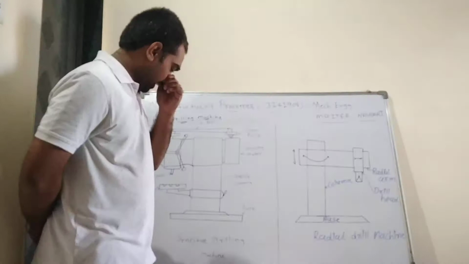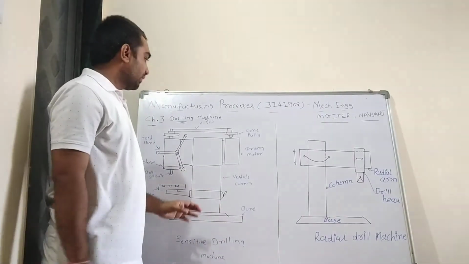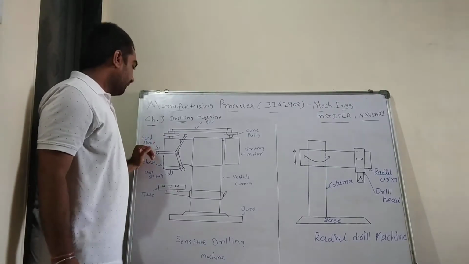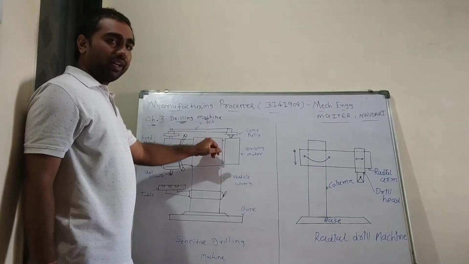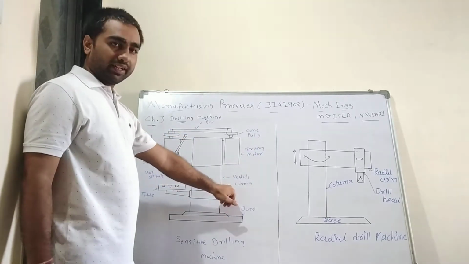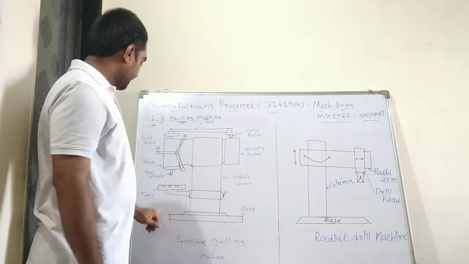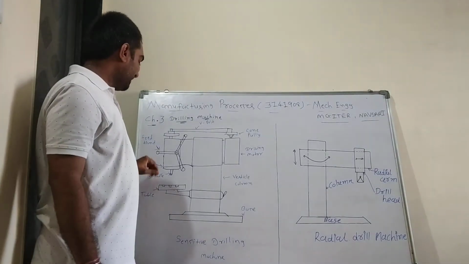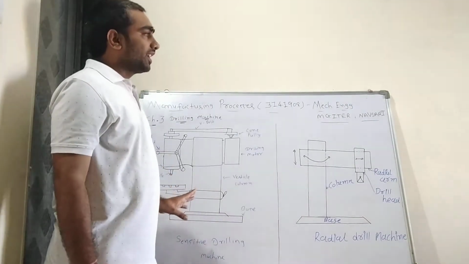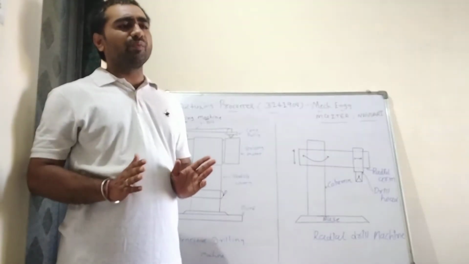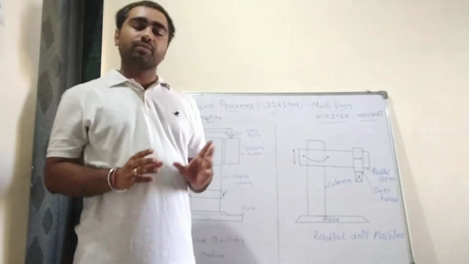Next one is the sensitive drilling machine. In the figure of the sensitive drilling machine, there are the feed head, V-belt, cone pulley, driving motor, vertical column, base, table, drill spindle and sleeve. The sensitive drilling machine is a small-size drilling machine which is used to create small holes.